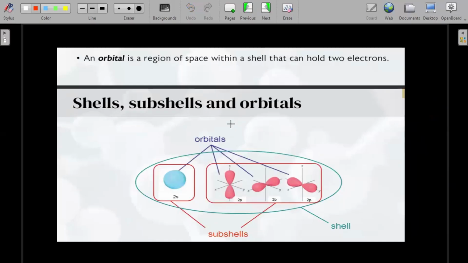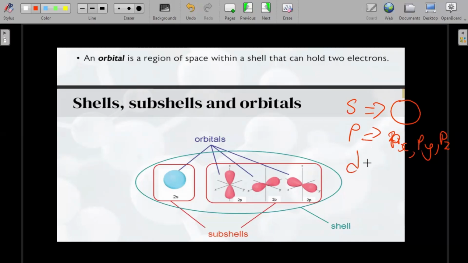Okay, so now we have different types of orbitals. We can have the s orbital, which has a spherical shape, looking like this. You can have the p orbital. The p subshell is going to be composed of 3 orbitals: the px, the py, and the pz. So that's the p orbital.